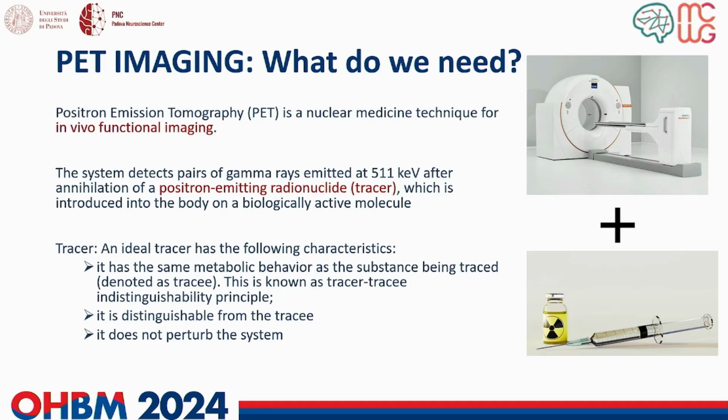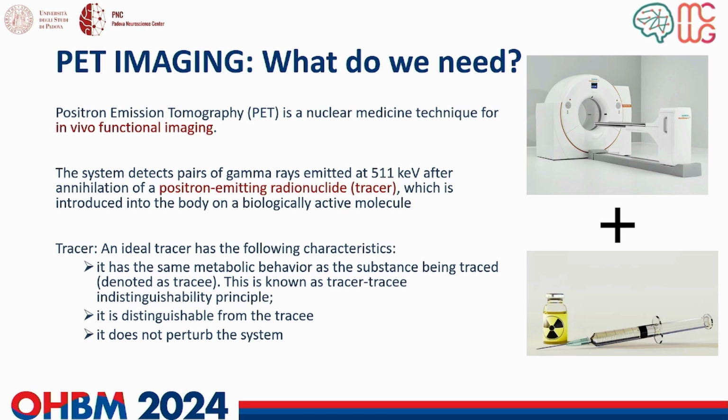So PET imaging, we already have seen what PET imaging is. What do we need? We need a scanner, as with fMRI. So when we deal with a PET, we deal with neuroimaging. And it's actually the same with fMRI, with diffusion and so on. We need a scanner able to detect what? Now we want to detect the emissions from the annihilation of a positron emission radionuclide, so a substance, an isotope that is injected inside the body.